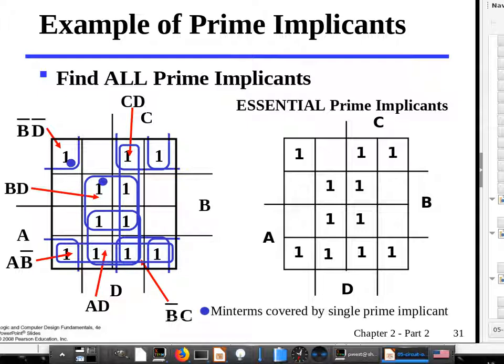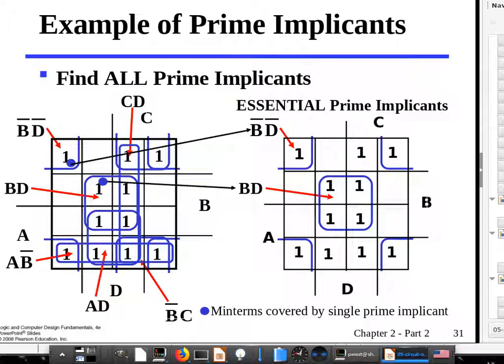Well, notice that these 2 squares only have one prime implicate covering them. That means that the prime implicate that covers each of those squares has to be an essential prime implicate. So that's a prime implicate, and that's an essential prime implicate, and so is that. So you know from here that your optimal circuit from a K-map has to select those 2 boxes.